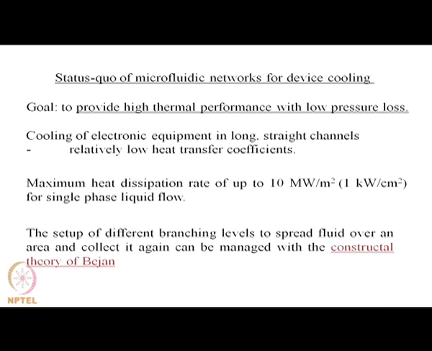To give you an example, the maximum heat dissipation rate is of the order of 10 megawatt per meter square for single phase liquid flow. But in order to reach all the places, one needs to have a number of branches from the main channel, from the principal channel, so as to spread fluid over an area. And you not only have to spread the fluid over an area, you have to collect it again.